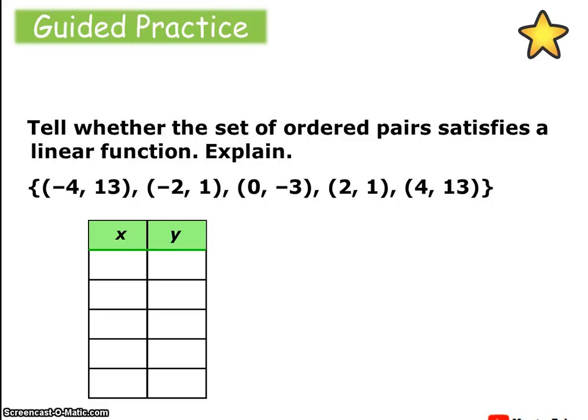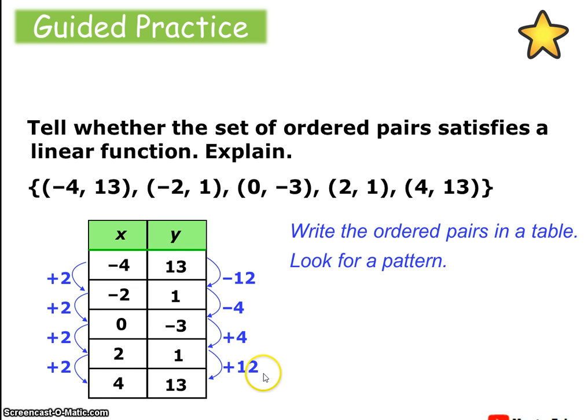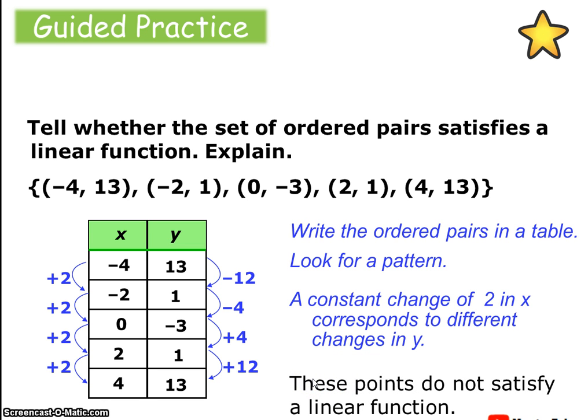Okay, so when you place your ordered pairs into the table so we can see a pattern, I see a pattern of plus 2 on the x values, but not a consistent pattern on the y values. Minus 12, minus 4, plus 12. So this is certainly not a linear function. A constant change of 2 in x corresponds to different changes in y. This is not a linear function.